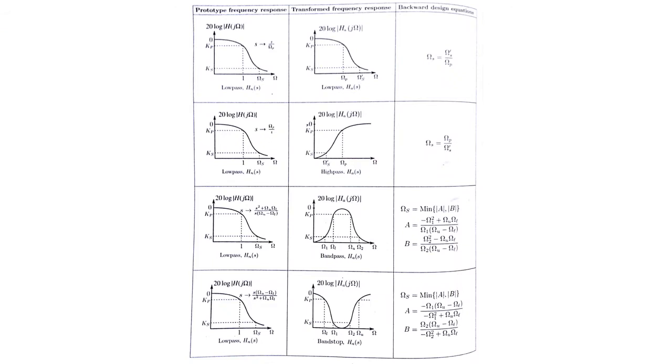Consider this table. The first column represents normalized low pass filter. Second column represents frequency response of different filters. This is frequency response of low pass filter, frequency response of high pass filter, frequency response of band pass filter and frequency response of band stop filter. Let us take one example how to design high pass filter with the help of normalized low pass filter.